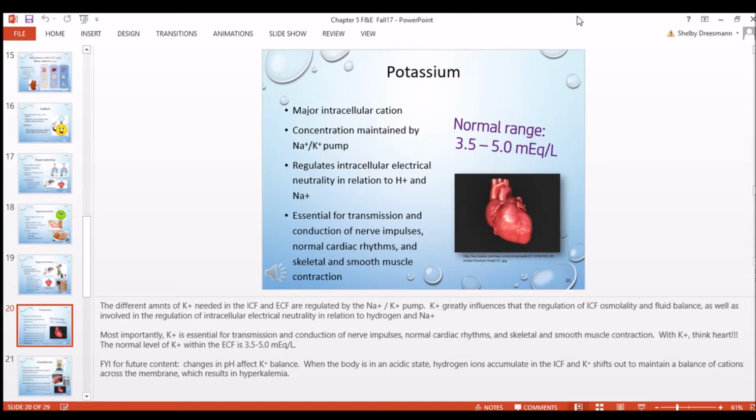When the body is in an acidic state, hydrogen ions accumulate in the intracellular fluid and potassium shifts out to maintain the balance of cations across the membrane.